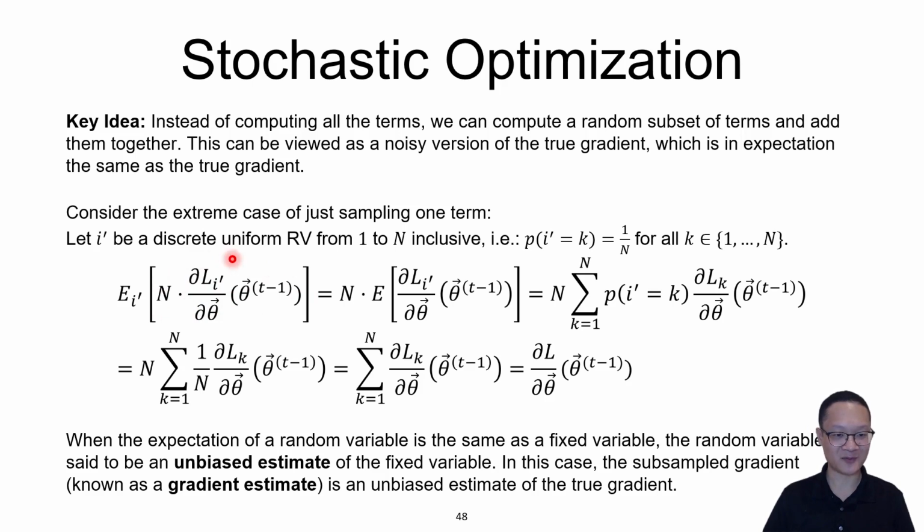Okay, so then this is a random variable, and then we take the expectation over the random variable I prime. The n comes out, and then the expectation gets applied to just the second part. So now we can use the definition of expectation here and then simplify based on the fact that we're using the uniform distribution for choosing I prime. Now that gives you a 1 over n that cancels with the n, and in the end you simply have all the losses from every data point added together, and that just gives us the original gradient.